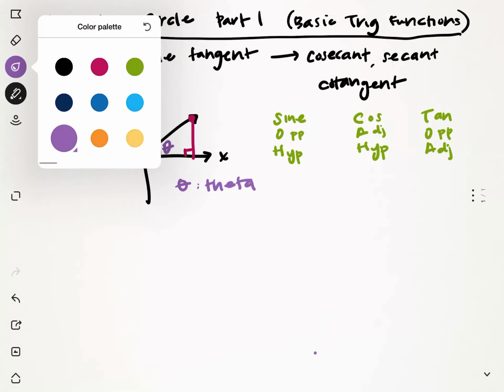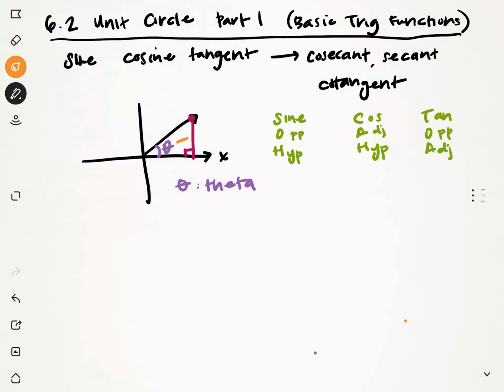All right, so if we're looking at our triangle in relation to theta, then the side across would be the opposite side. The side next to it that's not the hypotenuse would be the adjacent side. And the hypotenuse is always the ray. It's always the longest side.